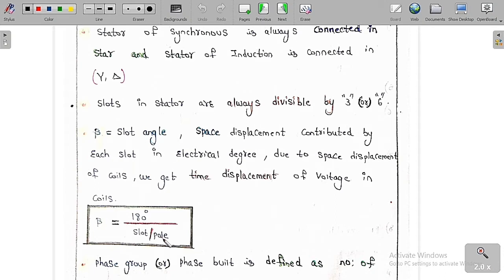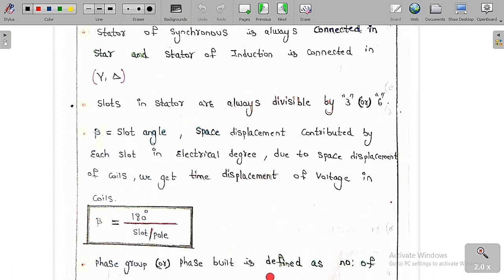It is basically defined in terms of the number of slots per pole or the number of connectors per pole. All these things I already told you. So beta is called the slot angle. It is the space displacement contributed by each slot in electrical degrees. Due to the space displacement of coils, we are going to get the time displacement of voltage in the coils. So beta is equal to 180 degrees divided by the pole pitch, where pole pitch is slots per pole.